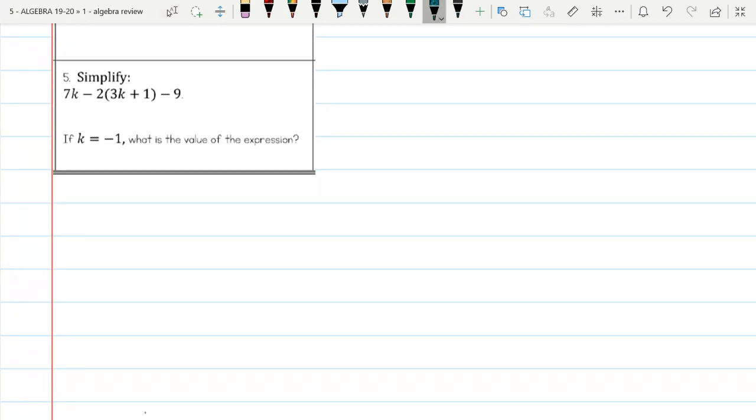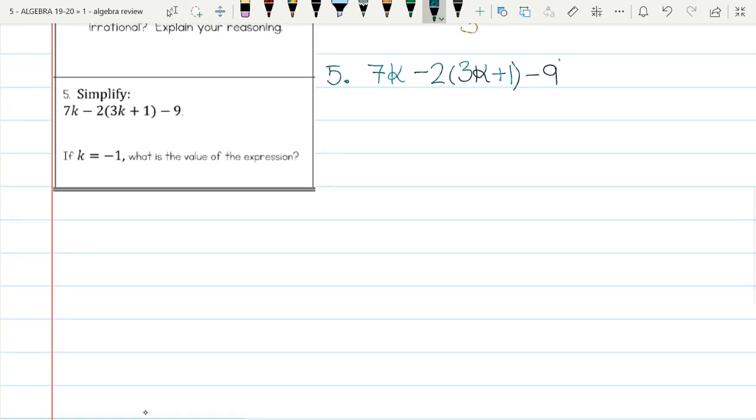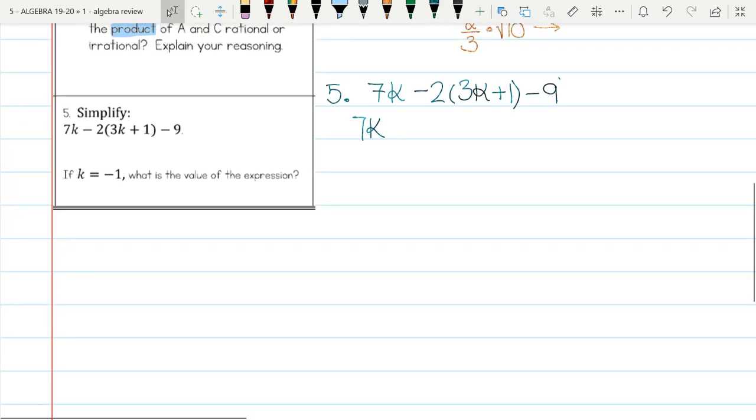All right, so if you need for me to explain number 5, here we go. So first it says to simplify, so the first thing I'm going to do is copy it nice and neat, exactly as I see it. So it looks like I have a distributive property. So the 7k is just chilling there. And then when you read this, it's 7k minus 2 times this quantity, which means I need to take negative 2 and distribute him in. So negative 2 times 3k is negative 6k. And negative 2 times 1 is negative 2.